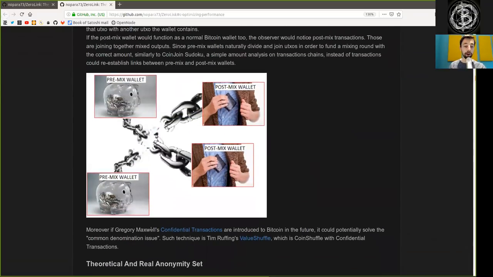However, if Gregory Maxwell's confidential transactions are introduced to Bitcoin in the future, it could potentially solve the common denomination issue. Such a technique is Tim Ruffing's ValueShuffle, which is CoinShuffle with confidential transactions.